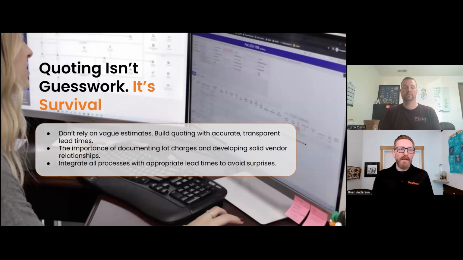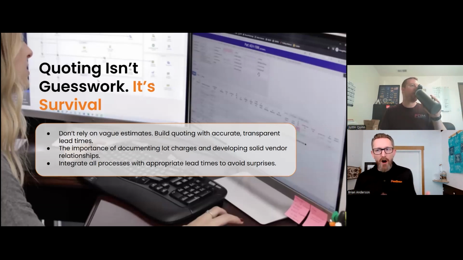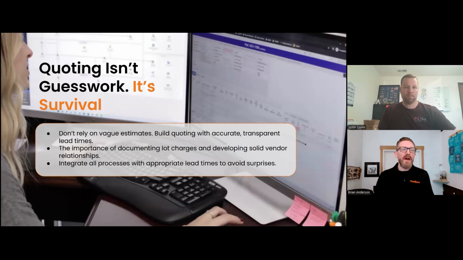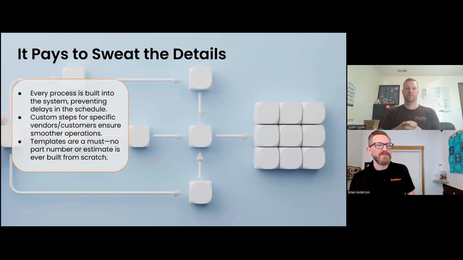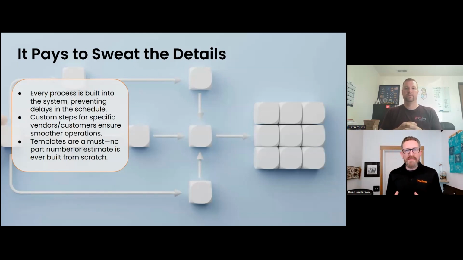Yeah, I want to use the next point to pivot us into the next topic. Integrate all processes with appropriate lead times to avoid surprises. And that's key. The way that you integrate and build your process really leads us into this next topic, which is that it pays to sweat the details, right? All the processes that you do need to be accounted for in some way or another, and the steps that you include in that process.